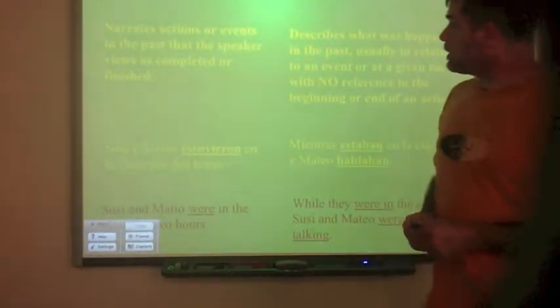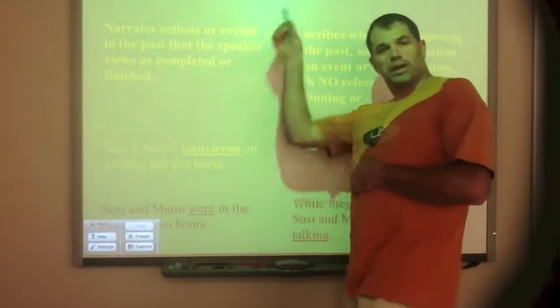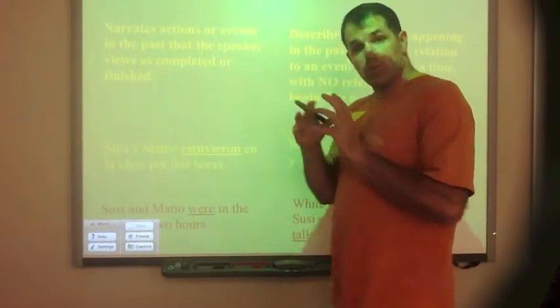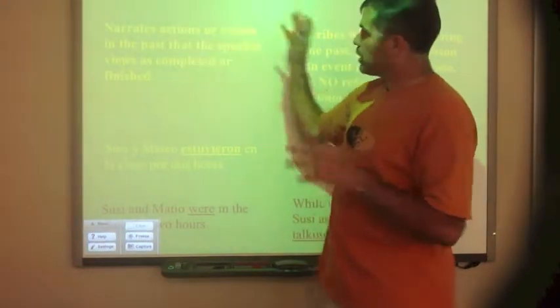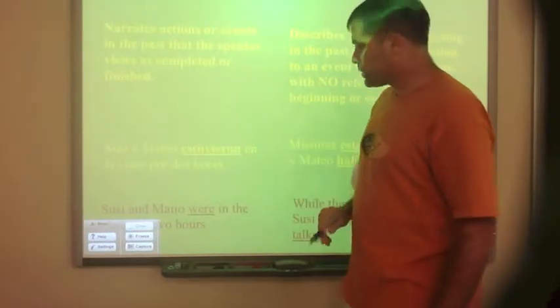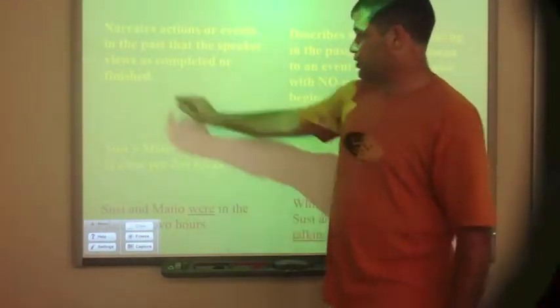Okay, we're going to talk about the difference between preterito and imperfecto. Now remember, both of these talk about the past tense, and we use the preterito to talk about actions or events in the past, but the speaker views as completed or finished.